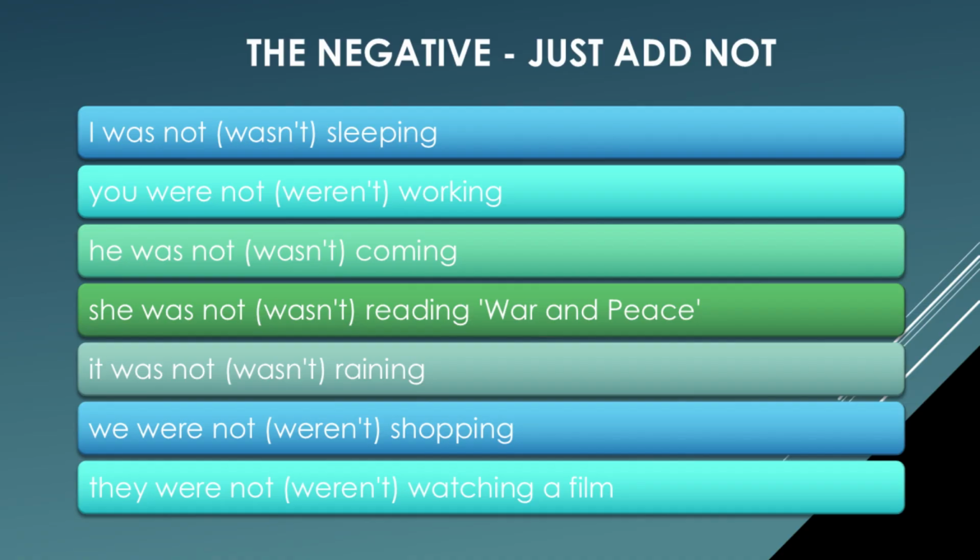For the negative, just add not. I was not sleeping, I wasn't sleeping. You were not working, you weren't working. He was not coming, he wasn't coming. She was not reading War and Peace, she wasn't reading War and Peace. It was not raining, it wasn't raining. We were not shopping, we weren't shopping. They were not watching a film, they weren't watching a film.